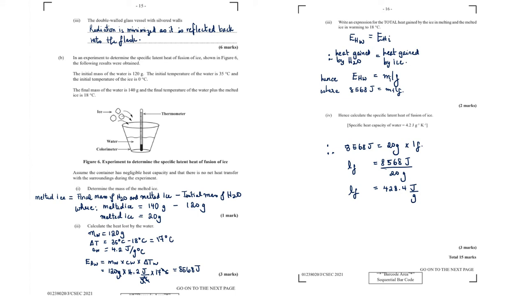It says, in an experiment to determine the specific latent heat of fusion of ice shown in figure 6, the following results were obtained. The initial mass of the water is 120 grams. The initial temperature of the water is 35 degrees Celsius. And the initial temperature of the ice is 0 degrees Celsius. The final mass of the water is 140 grams. And the final temperature of the water plus the melted ice is 18 degrees Celsius. So let's see here. It says, assume the container has negligible heat capacity and that there is no heat transfer with the surroundings during the experiment.